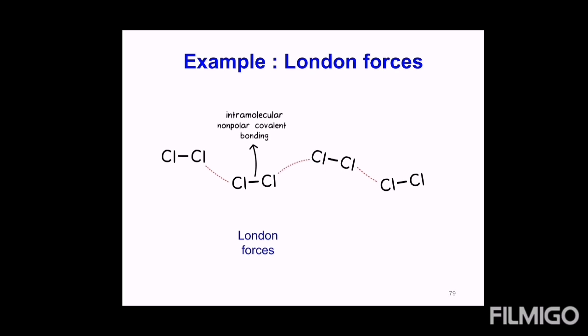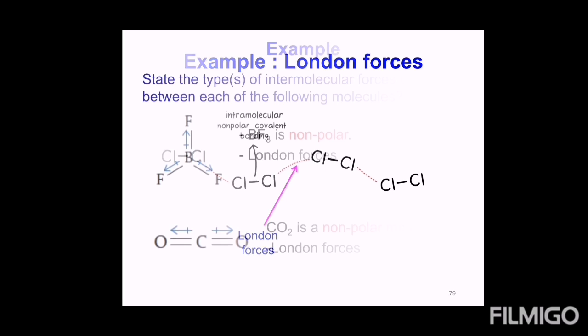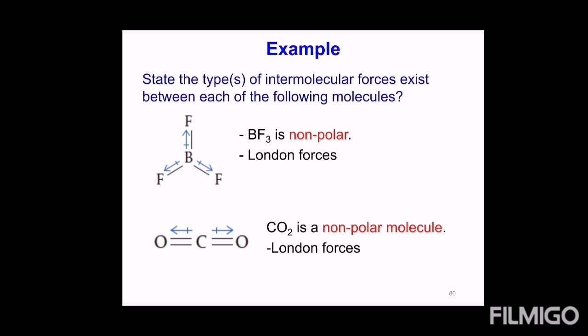Example for the London forces: Cl2. Cl2 has a covalent bond, and we can see Cl2 towards other Cl2. Cl2 is a non-polar molecule. So the intermolecular forces between Cl2 and other Cl2 are only weak intermolecular forces, that is London forces. So London forces exist.